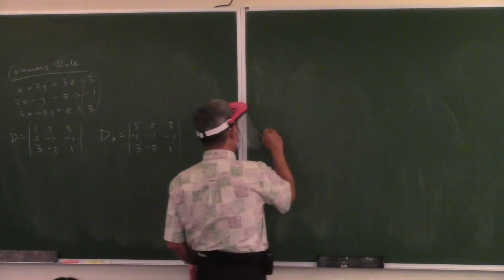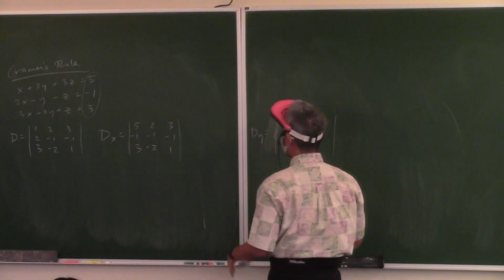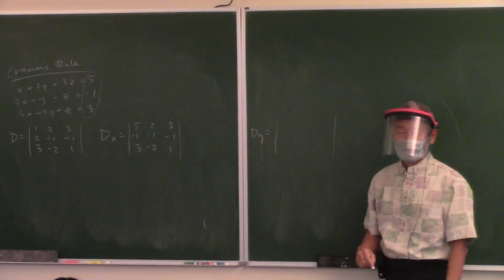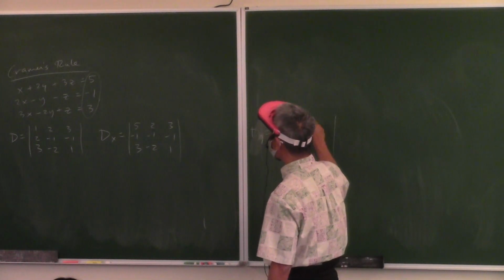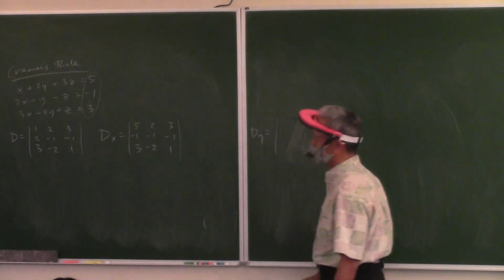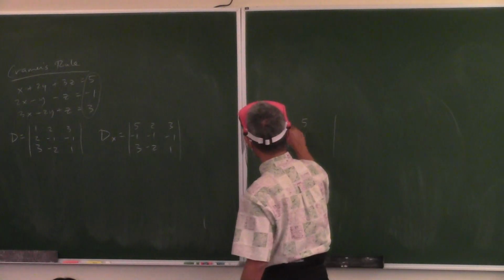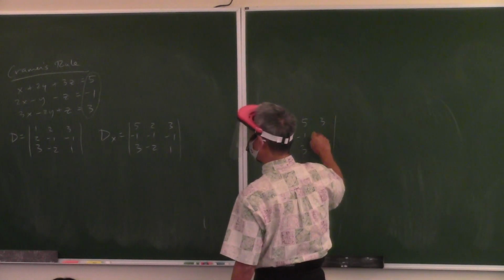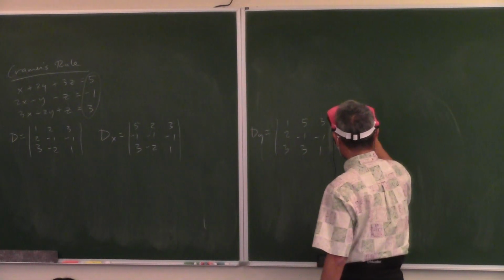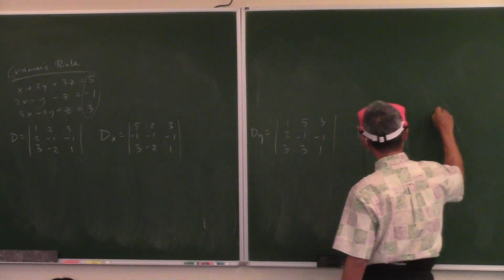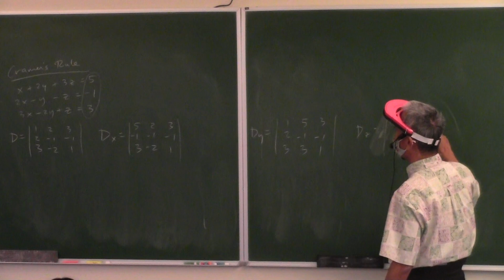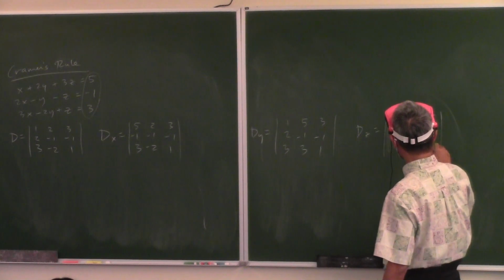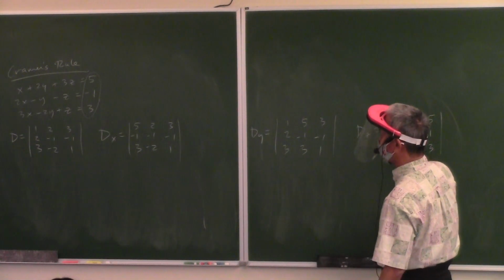D sub y now. If you had to take a guess, what is D sub y? You take the constants and you put them in the y column. Everything else stays the same from the original. And then what do you think D sub z is? Take the constants and put them in the z column. Everything else stays the same as the original.